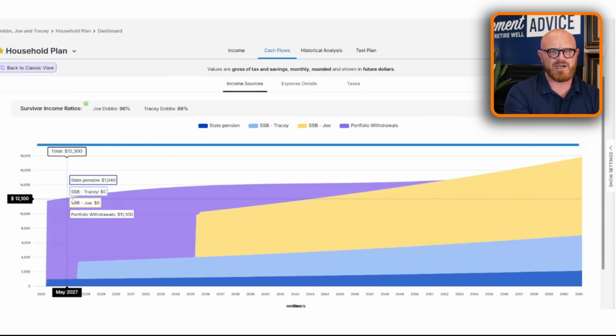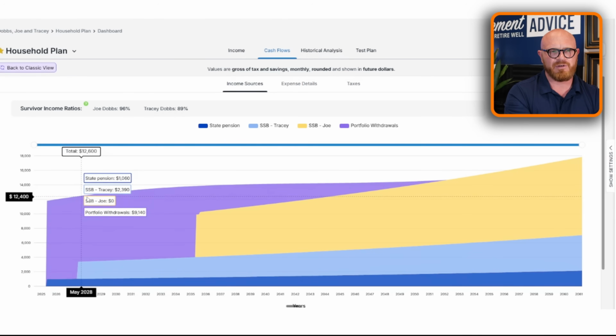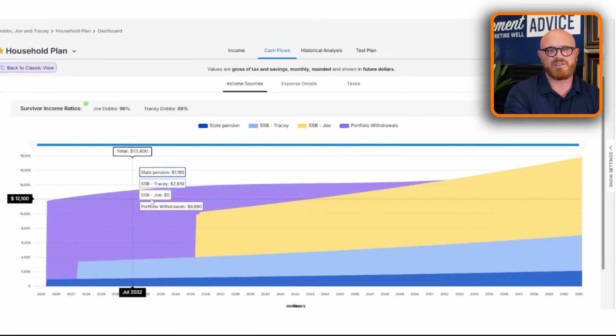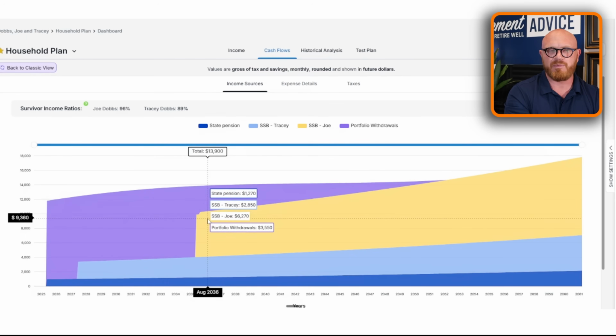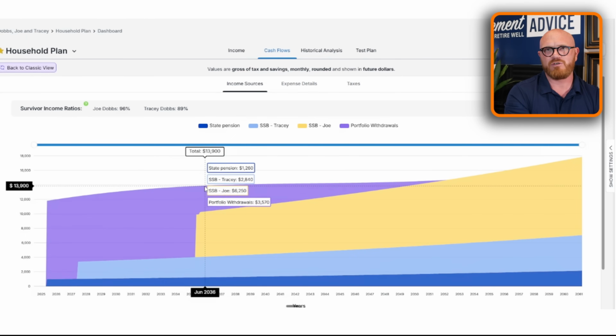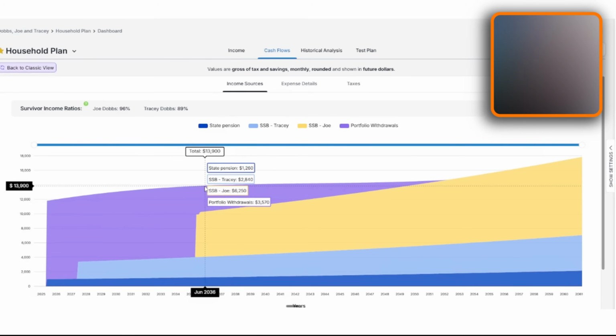Now, as we go through time, you can see that the amount coming out of the portfolio is going to drop. Right here, it goes from about $11,000 per month, and then it goes to $9,000 per month. And that's because now Tracy is claiming Social Security, so that now reduces the amount that we need to pull from the portfolio to maintain their plan. As we go along here, you can see that once Joe claims Social Security, represented here in yellow, their distribution rate drops significantly. So this does illustrate one important idea.